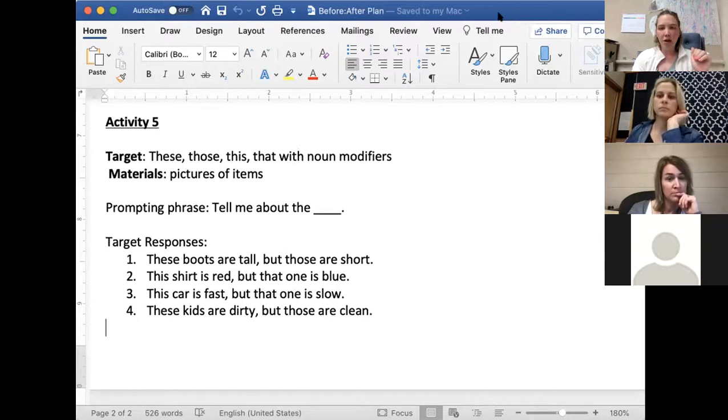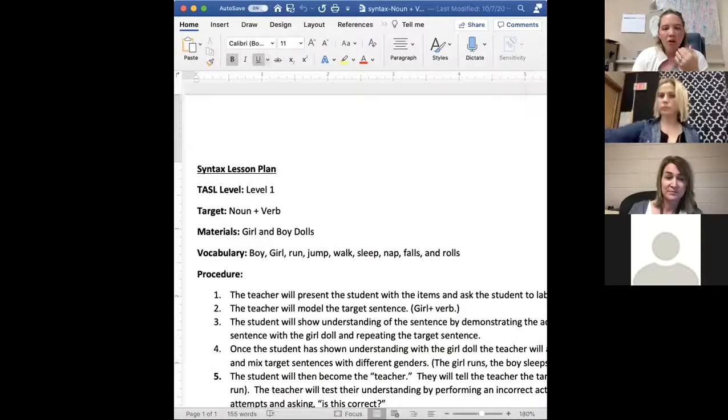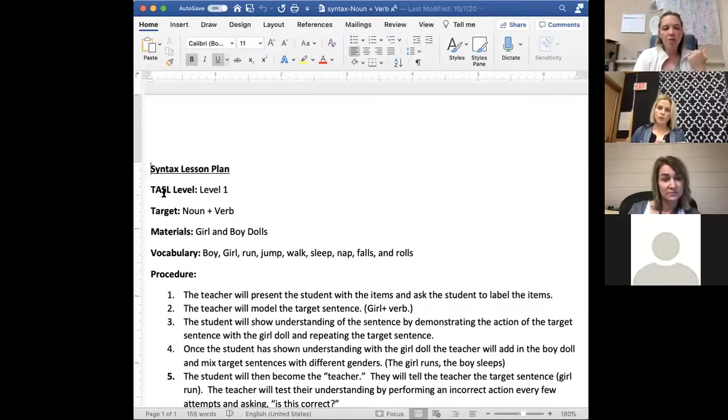So now I'm going to show you one that's way more basic, but I wanted you to see how high it could go, and how basic the activity actually is, even though you're using higher level language. So then the other one I will pull up is like a level 2. Okay, like level 1, level 2. So TASA level 1, our target is noun verb.